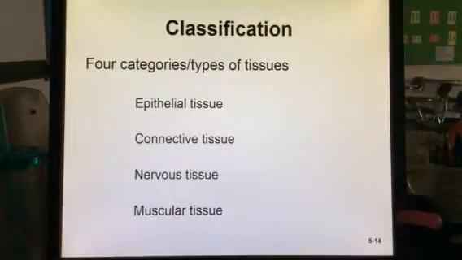In our first video of tissue types, we're going to focus on epithelial tissue, and we'll have a separate video for each one of these. I'll probably put nervous tissue and muscular tissue on one video because they're much shorter. But epithelial and connective tissue have lots of different types within them, so they're going to be longer. So we're going to start with epithelial.